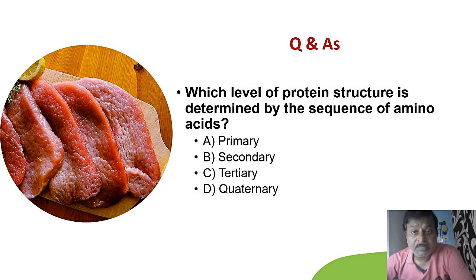Next one: which level of protein structure is determined by the sequence of amino acids? Options are primary, secondary, tertiary and quaternary. Just go through the question again and try to answer, friends. Yes, you are correct. Primary structure.